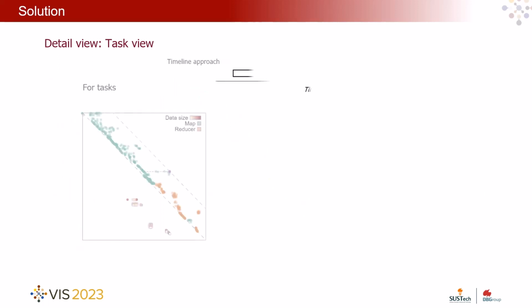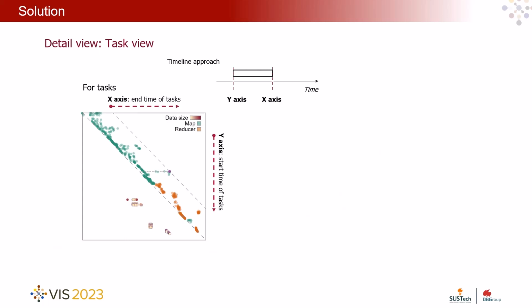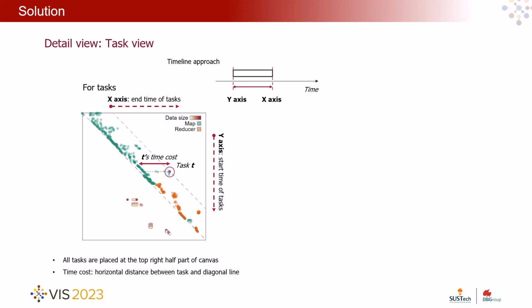In our design for tasks, we employ the y-axis to represent the start times and the x-axis for the end times. Thus, all the tasks are placed on the top right side of the canvas since the end times are greater than the start times. The time cost of a task can be presented as a horizontal distance between the task and the diagonal line. When a user selects a specific task, an auxiliary line appears, running through the selected task and remaining parallel to the diagonal line. This feature aids users in easily comparing the time consumption of the selected task with others.